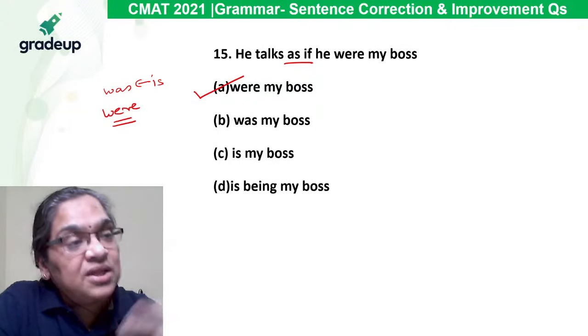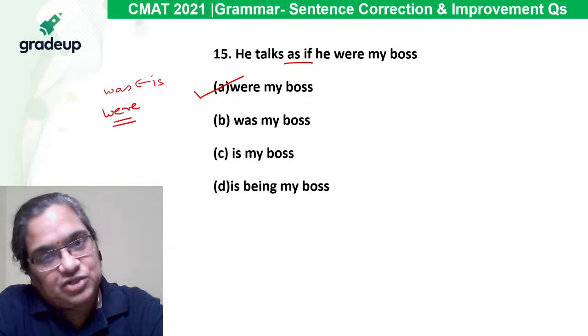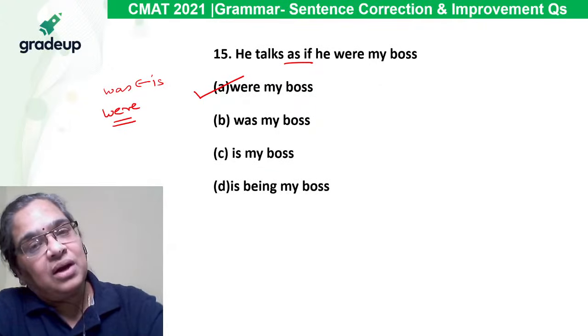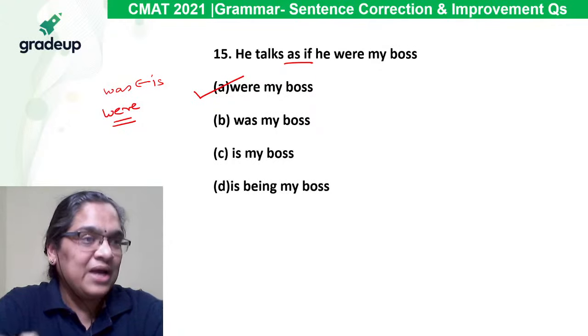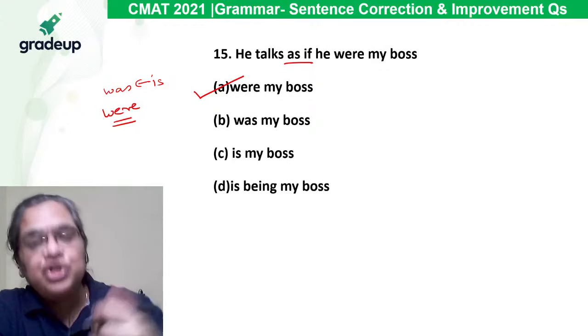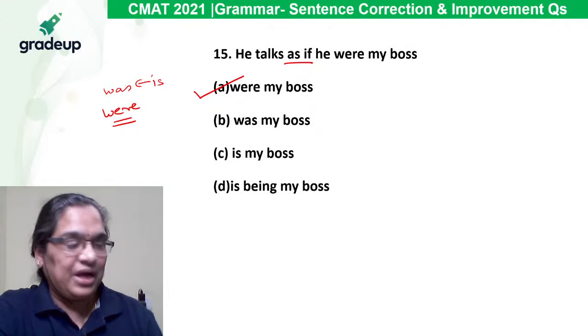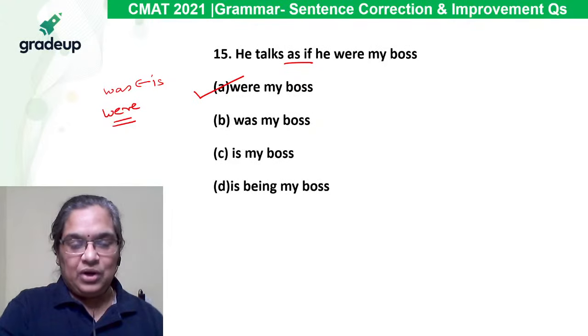So he talks as if he were my boss. If I were the Prime Minister of India, you should not say if I was the Prime Minister of India. If I were a bird, I would fly high. Whenever you're talking of that, if I were in your place, I would do it. You shouldn't say if I was in your place. Understood? All right.